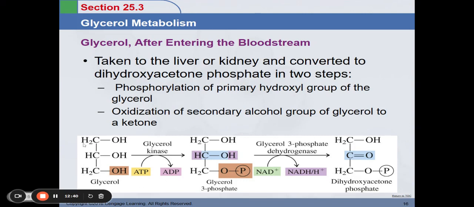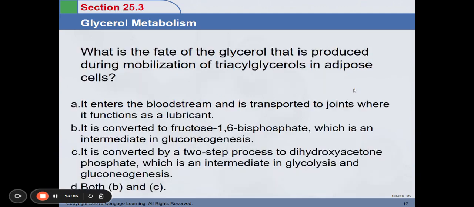So here's your glycerol. With the use of energy, or ATP, and the enzyme glycerol kinase, it will be converted to glycerol 3-phosphate. And with the use of NAD and the enzyme glycerol 3-phosphate dehydrogenase, it can form dihydroxyacetone phosphate, which can be used in your carbohydrate metabolism.